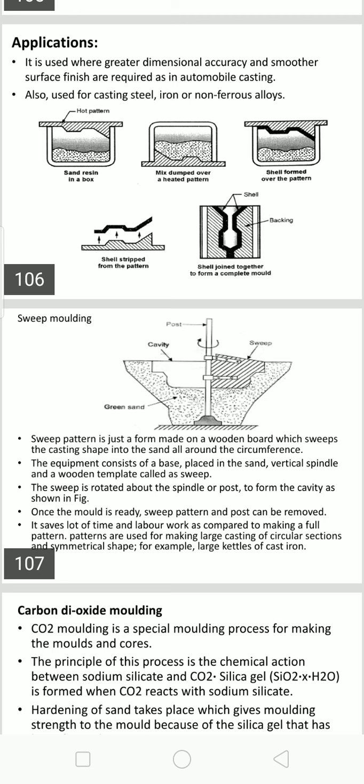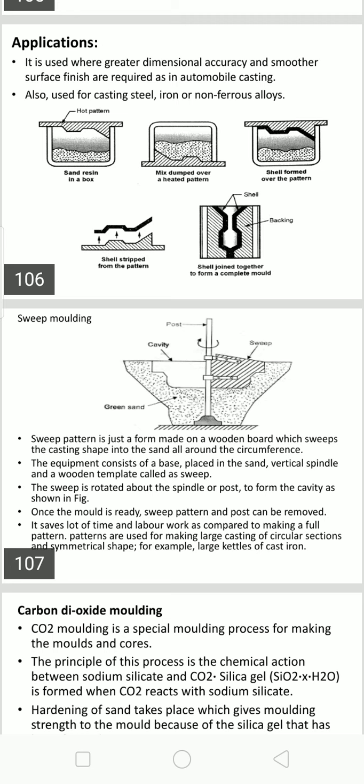Look at this. It consists of a vertical post, and the pattern is attached to the vertical post using hinges, and it is placed at the center of the mold box. The equipment consists of a base placed in the sand, a vertical spindle, and a wooden template called a sweep. The sweep is rotated about the spindle or post to form the cavity as shown in the figure. Once the mold is ready, the sweep pattern and post can be removed.